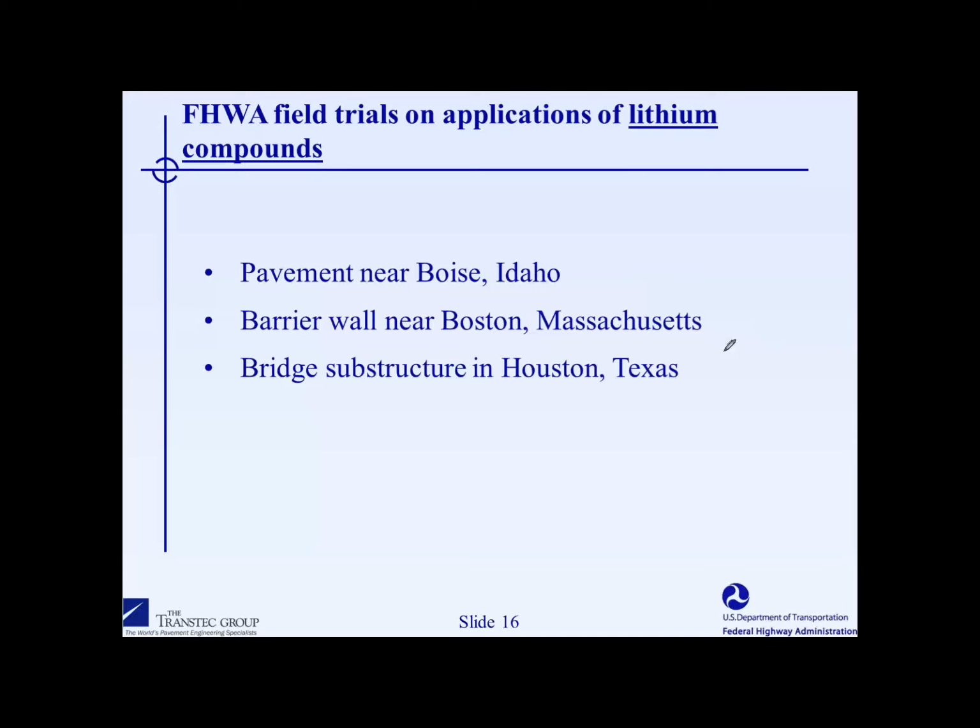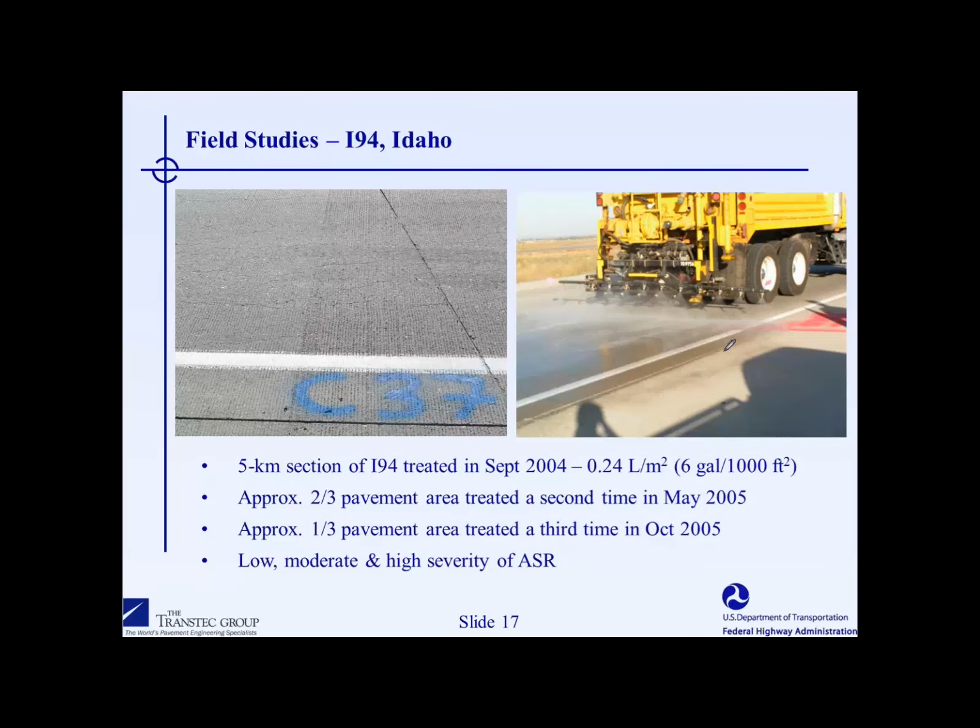And that was the motivation behind this project, to go out in the field, apply lithium to real field structures, track the depth of penetration of lithium, and determine whether or not that's advantageous in terms of reducing expansion. So the first one I'll start with was in Idaho. We did treatments back there about 8.5 years ago or so. And this was a pavement on I-94 in Mountain Home, Idaho that had suffered considerable ASR damage.